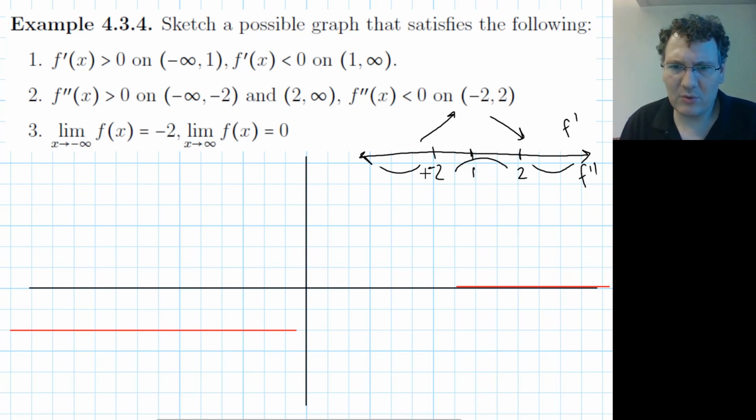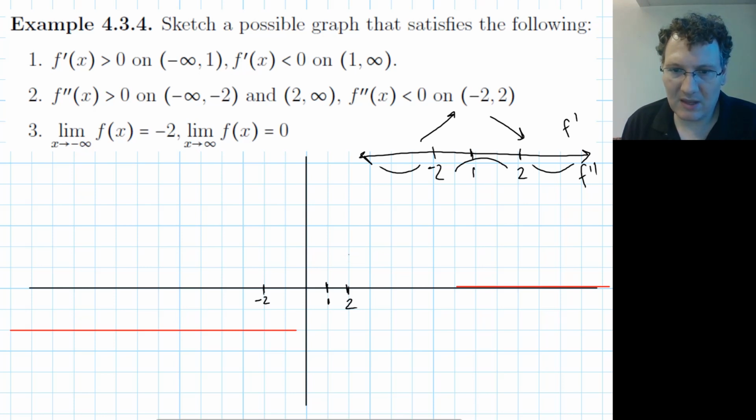There are many possibilities here, but the things I want to look out for are things happening at 1. Things are happening at 2 and at negative 2. I want to have inflection points at 2 and negative 2. That's where the concavity changes.